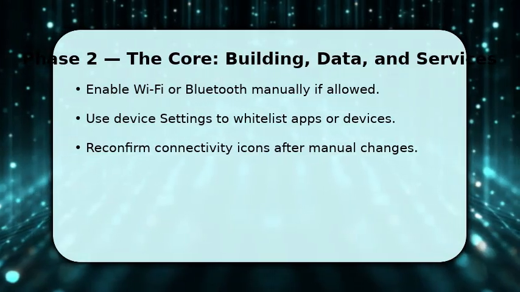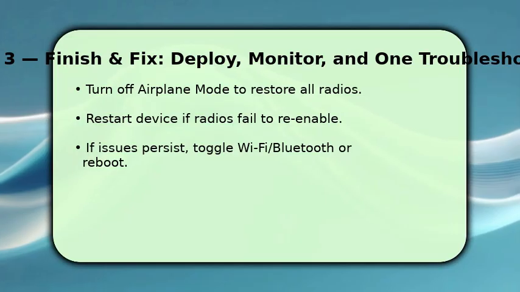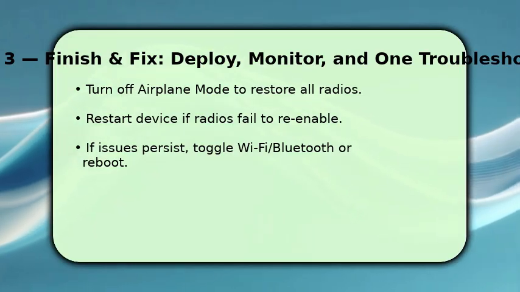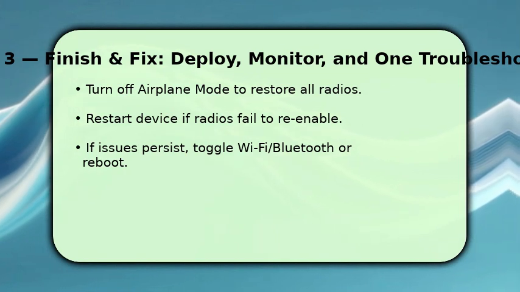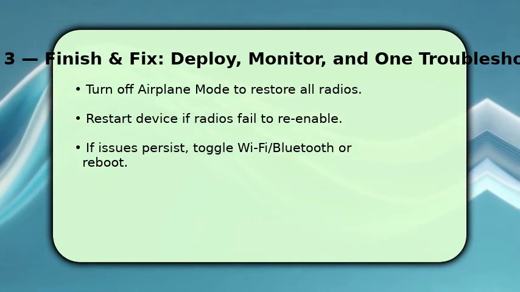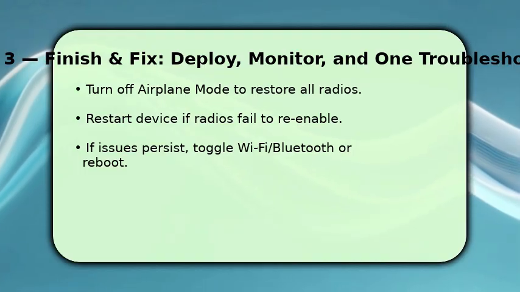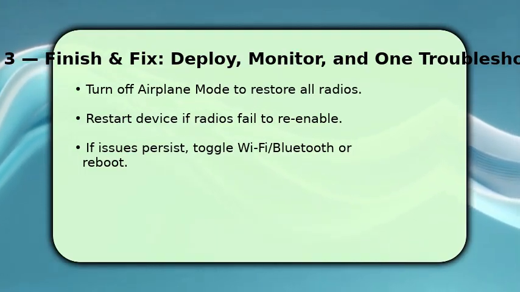To finish, turn airplane mode off to restore cellular, then rejoin networks as needed. This sequence prevents registration errors with carriers. If a radio won't reconnect, restart the device. That clears temporary network stacks and forces fresh handshakes.